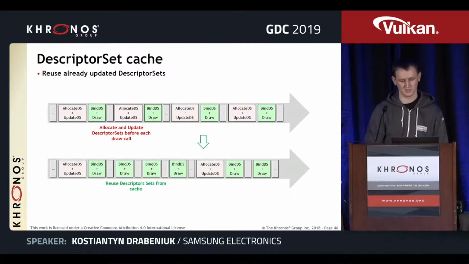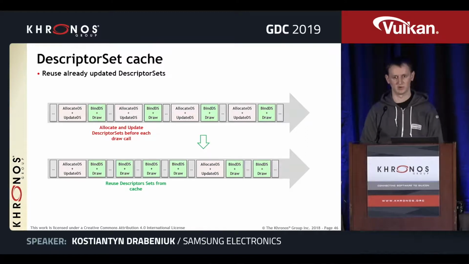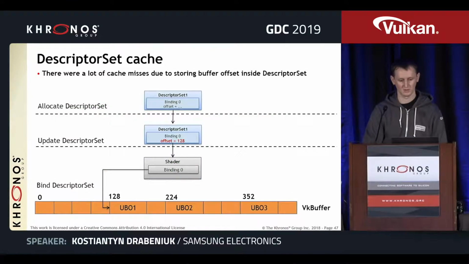As I already said, in Fortnite there are a lot of draw calls, so a significant amount of allocations and updates can be skipped. But if you store the buffer offset inside the descriptor set, you will get a lot of cache misses.